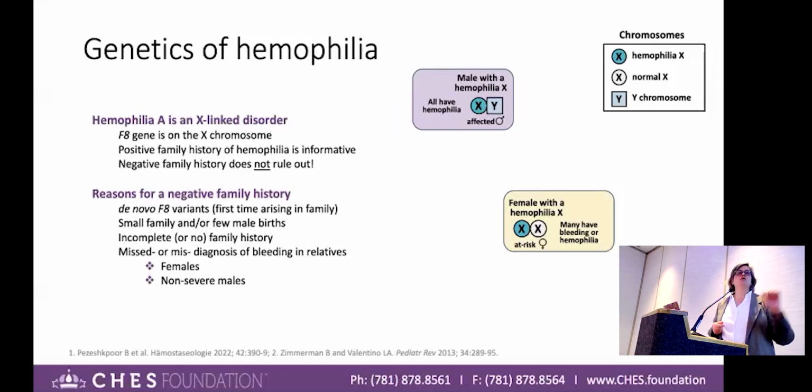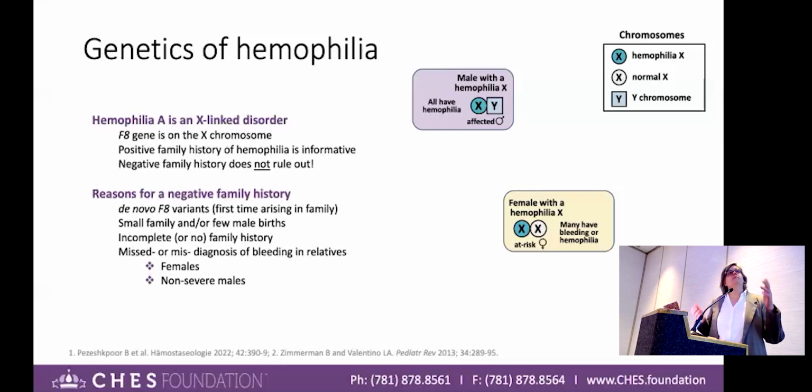And I want to point out that although a positive family history for hemophilia is informative, a negative family history does not mean that a person doesn't have hemophilia, because new misspellings can happen all the time. There can be new variants, and this is true for factor VIII and factor IX. Or maybe there's just a small number of people in the family, and there haven't been enough people that had a chance to inherit it.